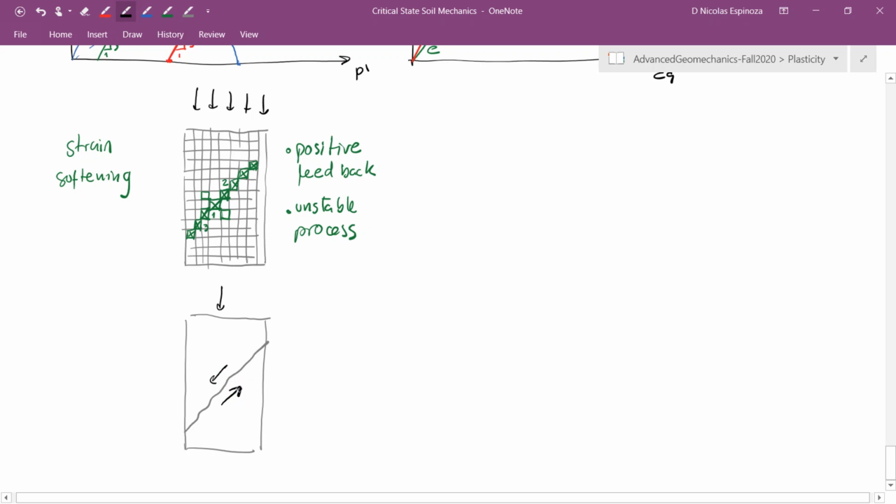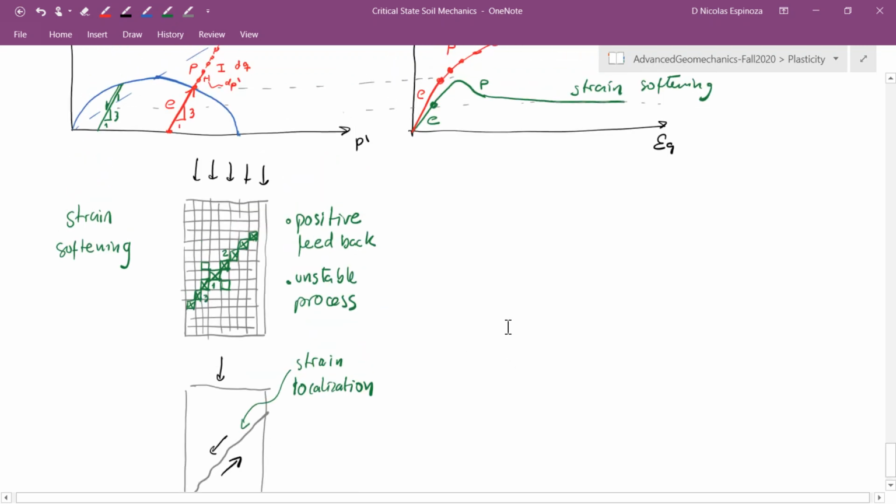That's why we see that many times when we fail a rock with unconfined conditions, we create a very nice fracture, because we go through the strain softening, we go through a very well-defined peak, and we see this very well-defined failure region, which is also called a region of strain localization. And this is going to happen in the strain softening case.